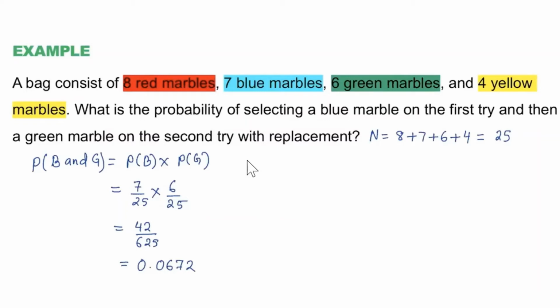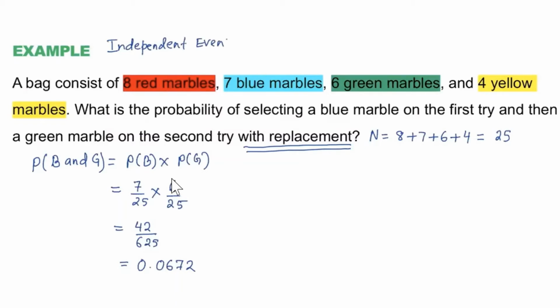What is going on is after you take the first marble out to record your probability, you place it back. So before you pull the second marble, you are placing it back. That's why it says with replacement. So the total number in the bag does not change. When you pull it for the second time, you still have 25 in the bag. Out of 25, there were 6 green. So these types of events are independent events.